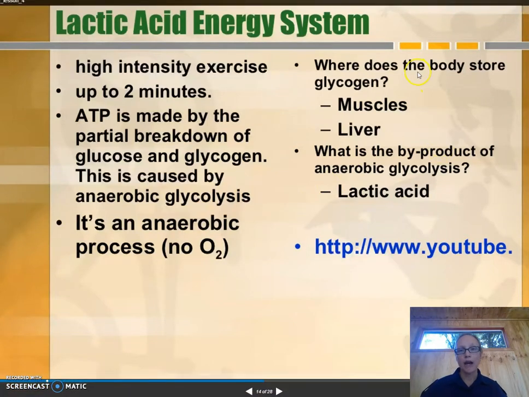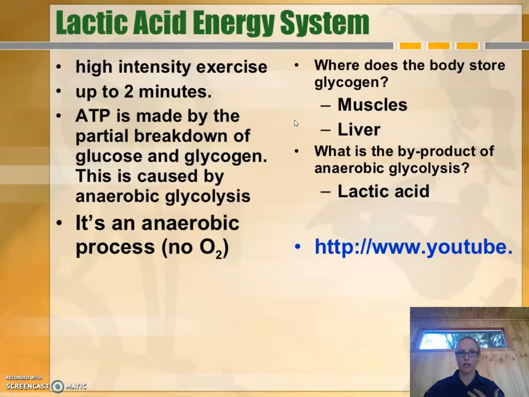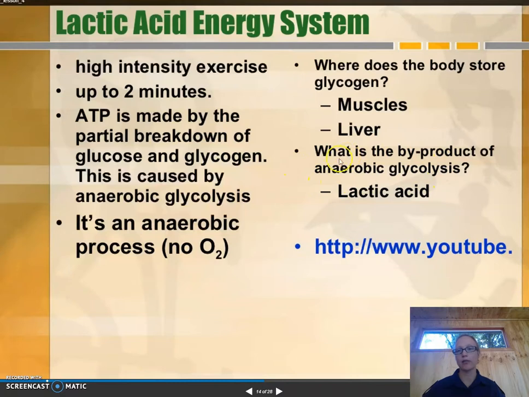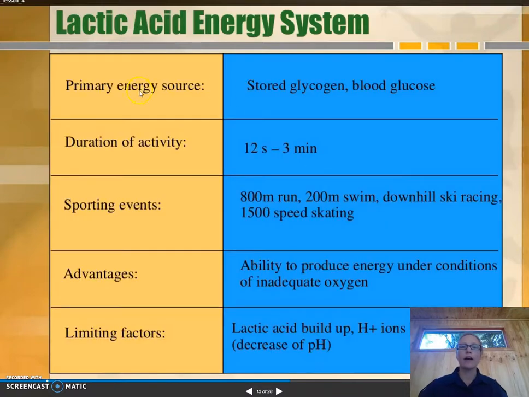The body stores glycogen, for example, in the muscles and the liver, and we often also rely on the blood glucose, the glucose that's just travelling around in our blood at that point in time. The byproduct of anaerobic glycolysis, as I mentioned before, is lactic acid. We used to say that's the waste product, but it can actually be recycled in another energy system, but not at high intensity. So when we are using this system in its majority, lactic acid can be a performance inhibitor.